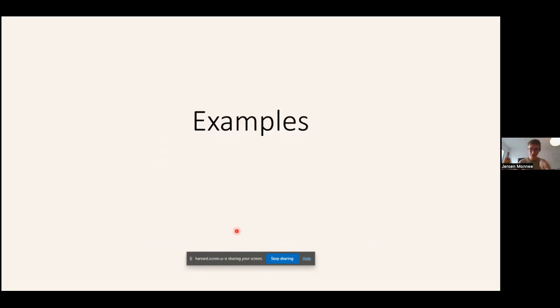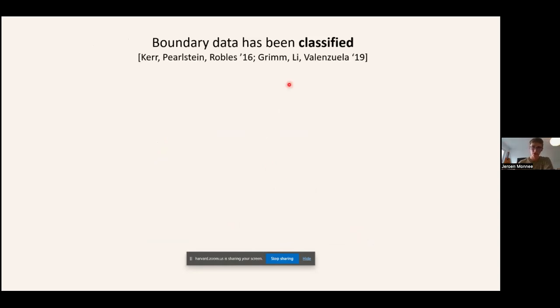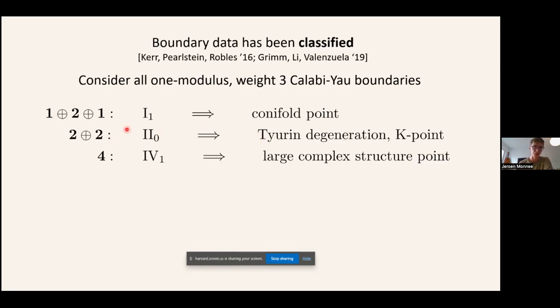Okay, so now I have given you the main sort of procedure, and now I want to exemplify it a bit to make it a bit less mysterious. So as I told you, what is so good about this perspective is that this boundary data has been classified. So you can just write down what all the options are and go through them one by one. So in the paper, what we did is we looked at all 1 modulus weight 3 Calabi-Yau boundaries. This just means boundaries for Calabi-Yau threefolds.